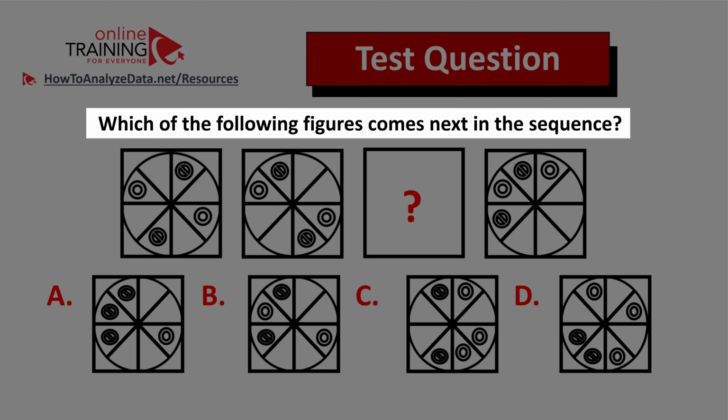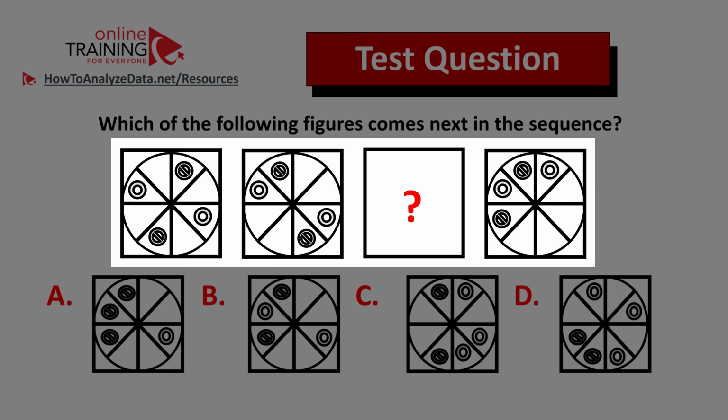Let me share with you an interesting and very tricky question you frequently see on the test. Which of the following figures comes next in the sequence? And you're presented with 4 different figures. You're presented with the square, which has a large circle inside and also has small circles inside.